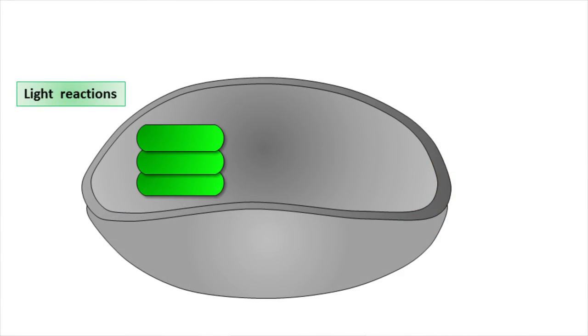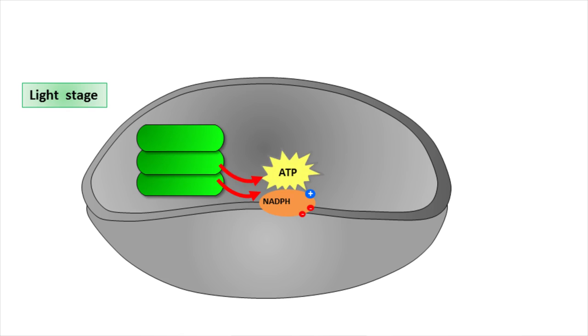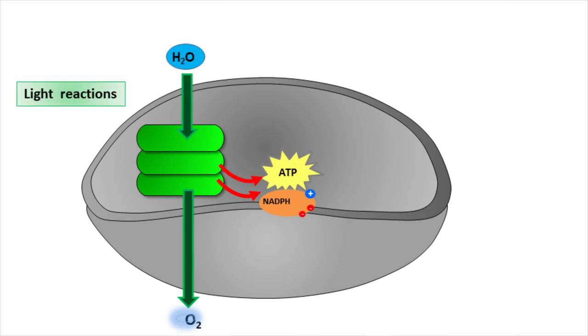So in a nutshell, photosynthesis is summarized in the following slide. In the light reactions, light powers an electric current which results in 1. The production of NADPH, 2. A proton gradient which powers the formation of ATP, and 3. The splitting of water into protons, electrons, and oxygen.